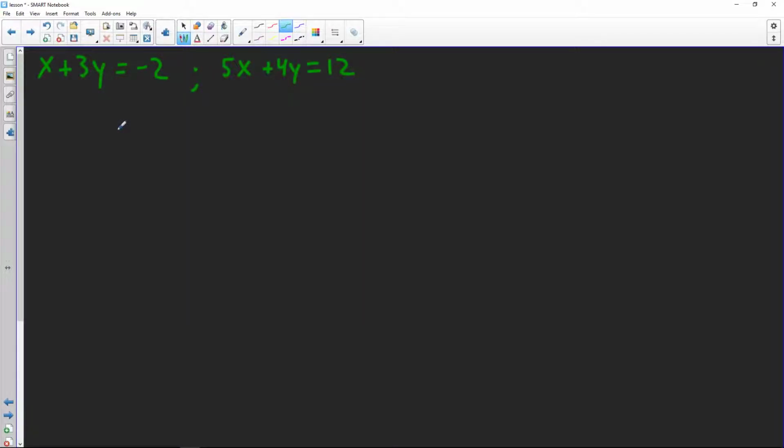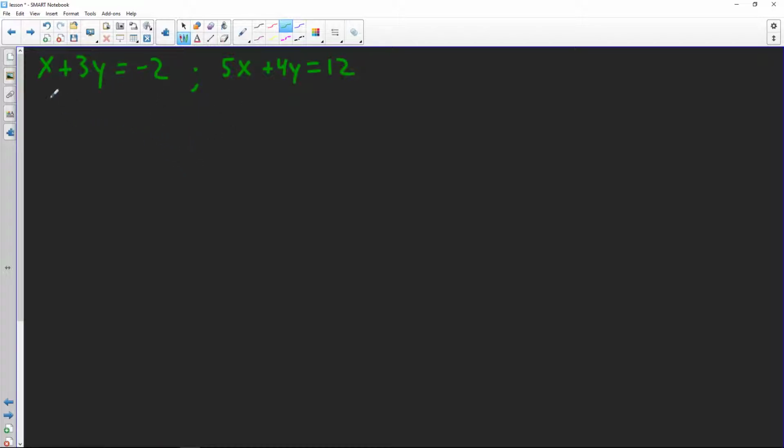So now we're going to talk about solving systems using substitution. So basically all substitution is we need to get one of these variables in one of these equations by themselves and sub it into the other equation.